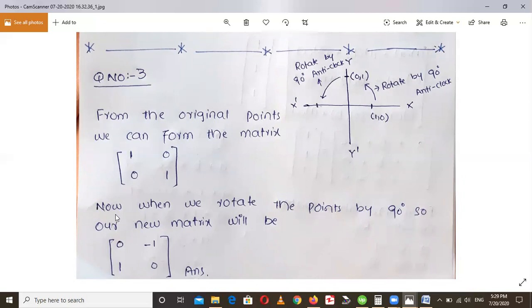Now, when we rotate the point by 90 degrees, in our new matrix I will change the position of this point from the x axis to the y axis, and I will change the position of this point from the y axis to the negative x axis. Okay.